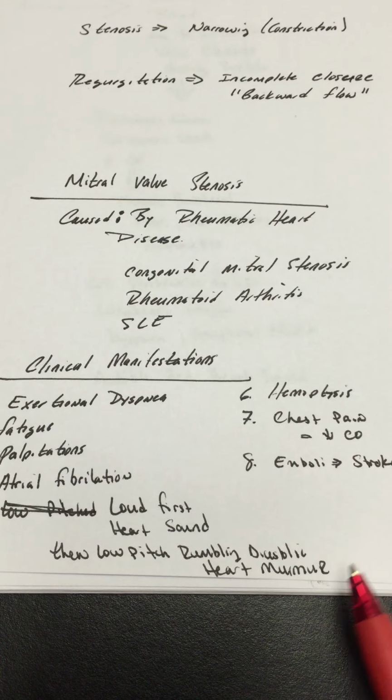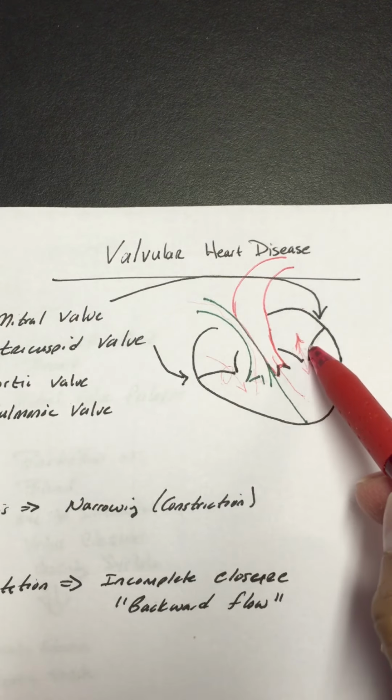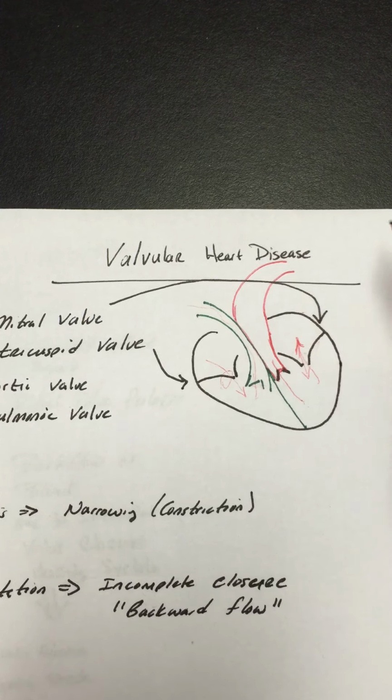Hemoptysis, chest pain, emboli. Well, how do we get all of these? Okay, we talked about a stenosis. We're talking about mitral valve stenosis. So the mitral valve lies here on the left side of the heart. Okay, so there's going to be a narrowing.